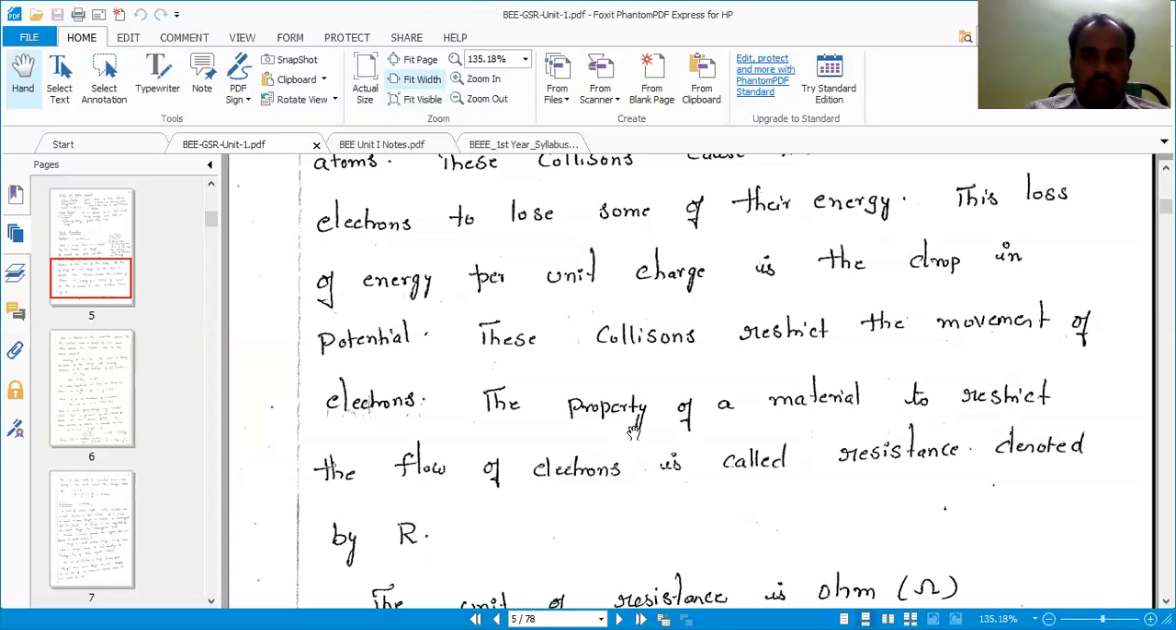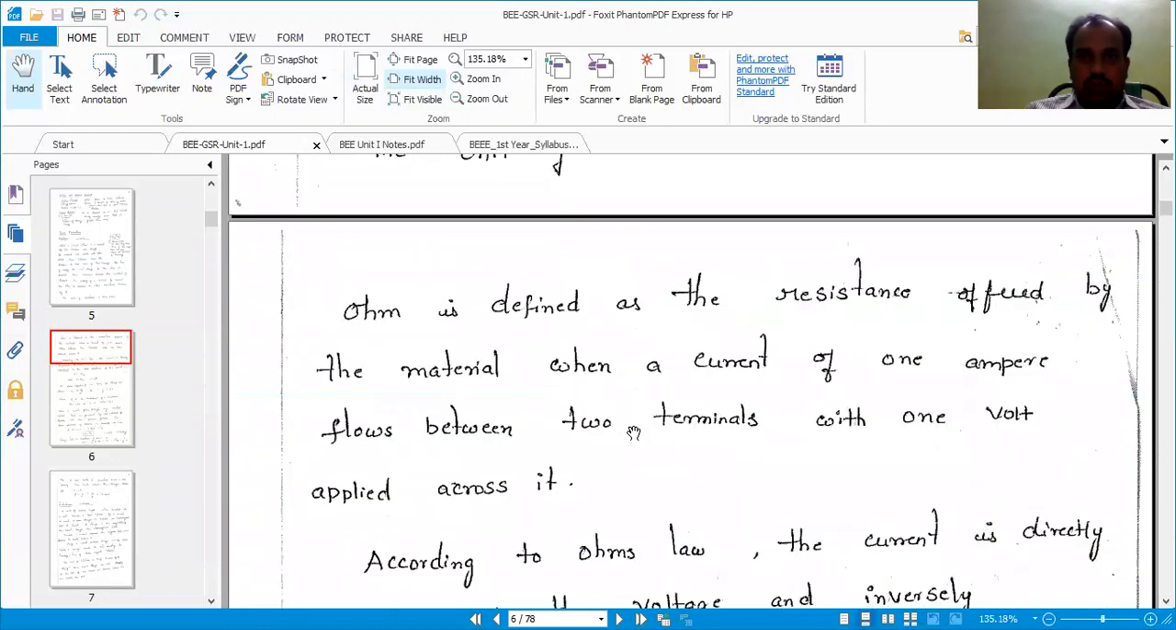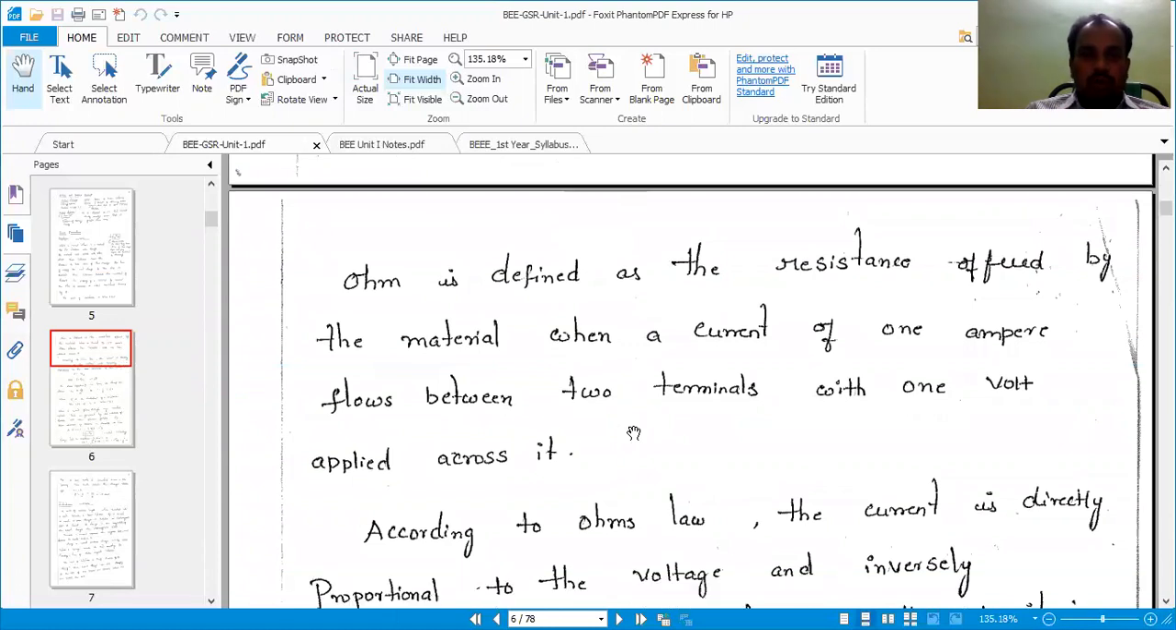The property of a material to oppose the flow of electrons is called resistance. The unit of resistance is ohm. One ohm is defined as the resistance offered by the material when a current of 1 ampere flows between two terminals with 1 volt applied across them.